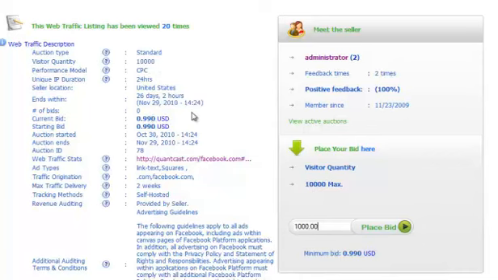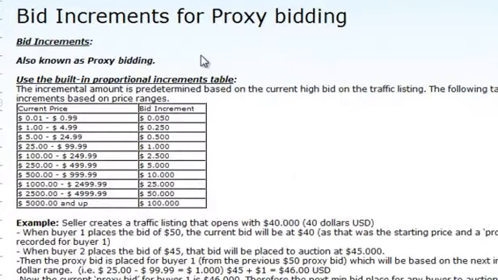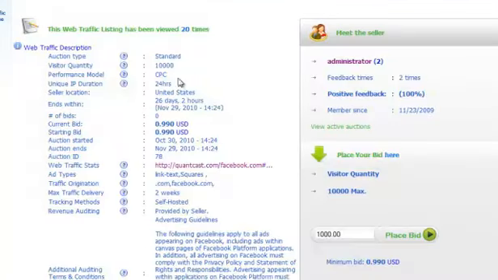But if you like, we have a proxy bid system that would bid for you. Basically, the way that works is that we'll increase your bid up to $1,000 based on these bid increments. As you can see here, $1 to $4.99 is a 25-cent bid increment. So what that means is that if you place the bid for $1,000, the next lowest bid amount is probably going to be $1.24, which is a 25 cent increase.